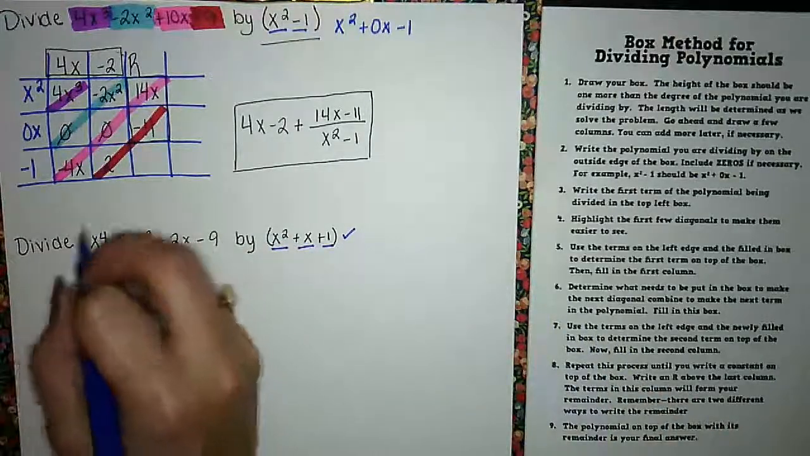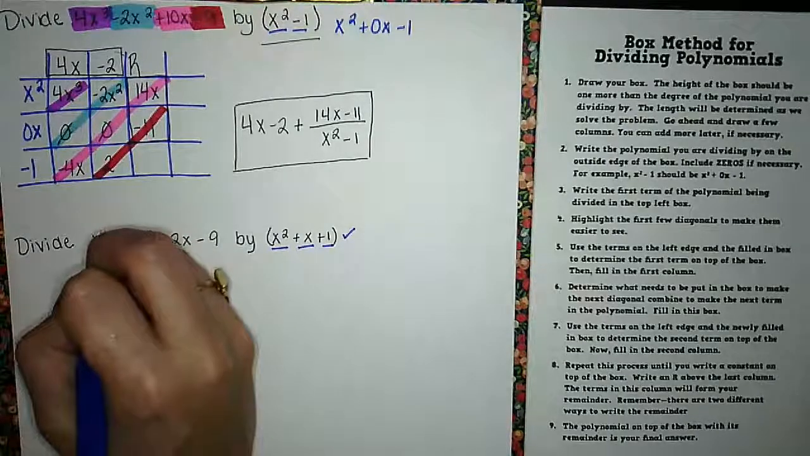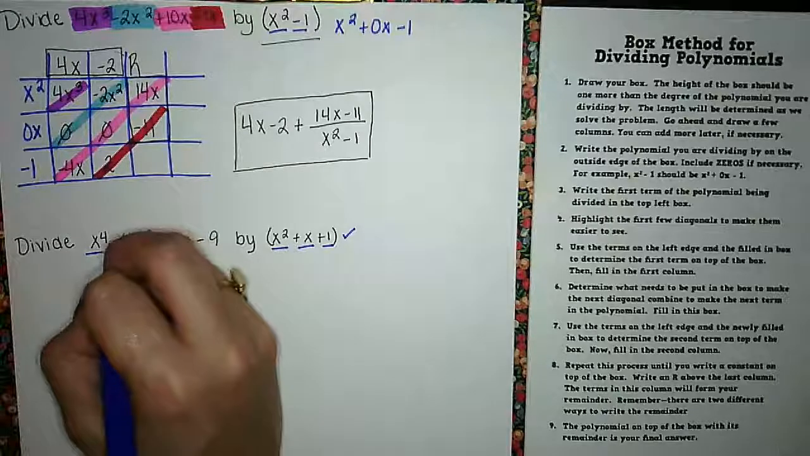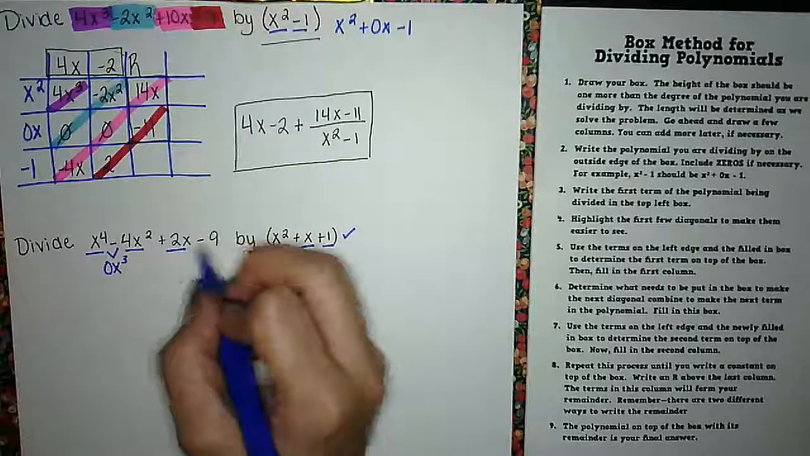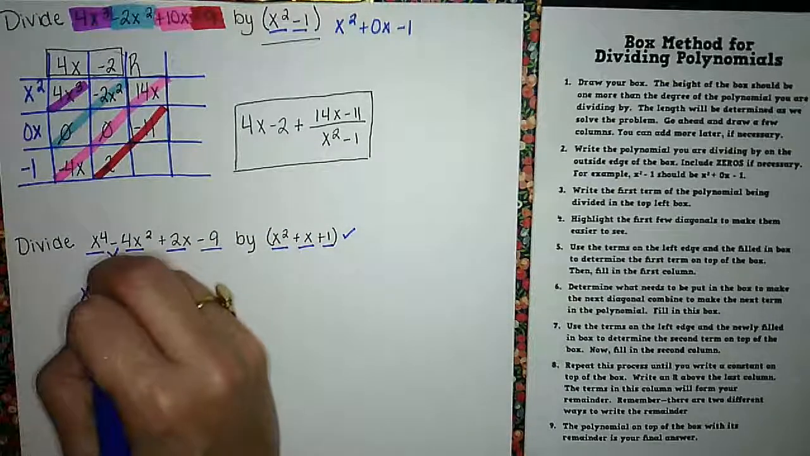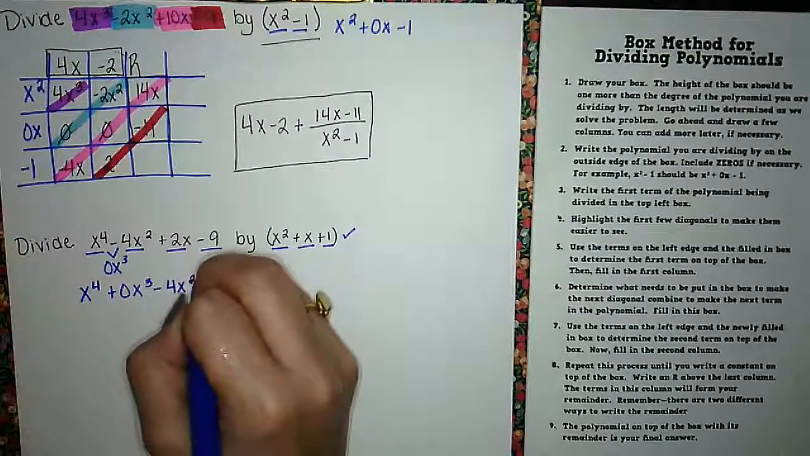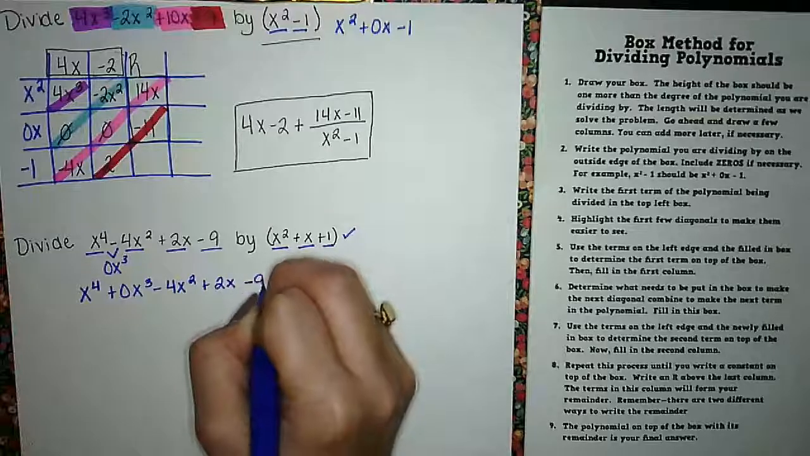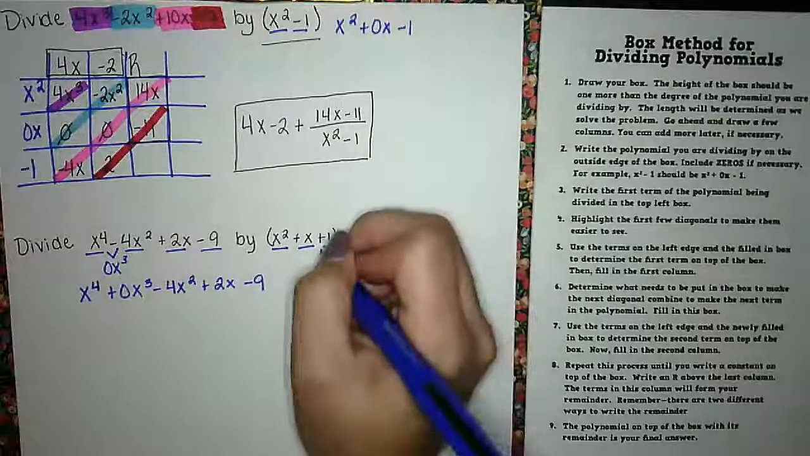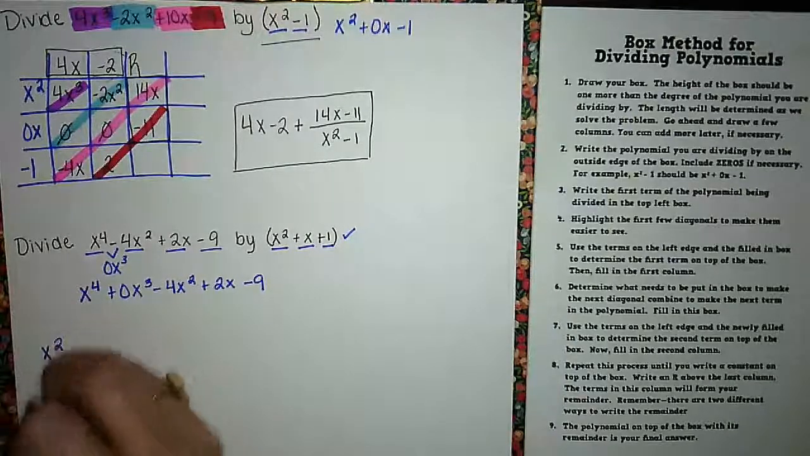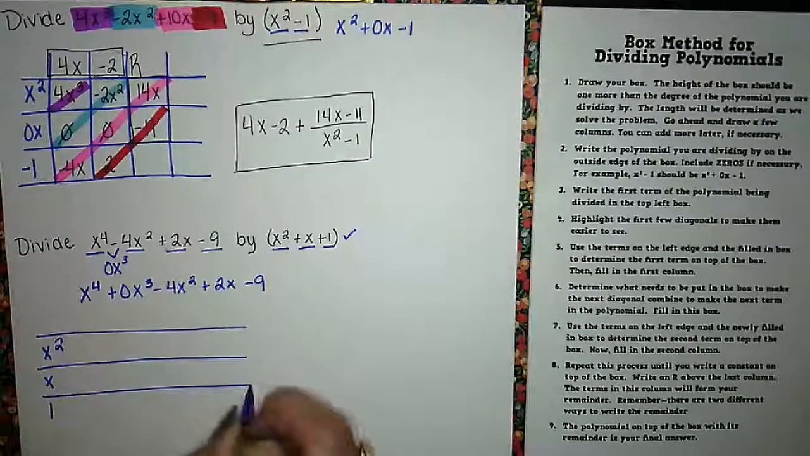Here we start with a to the power of 4. So it's a quartic function. I am missing my cubic, so I need a placeholder there. I have quadratic, linear, and constant. So I'm going to write this out so we're not missing anything. So this is what we are dividing into. So we're going to take what we're dividing by, which is x squared, x, and 1, and we're going to create our chart or box.